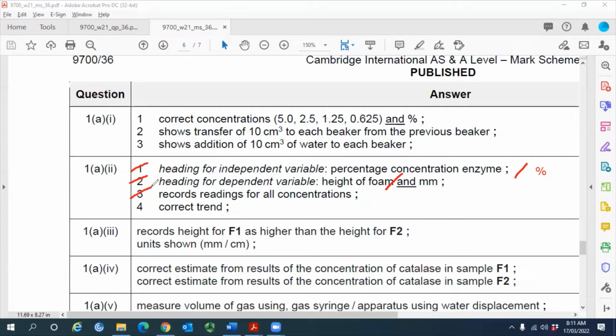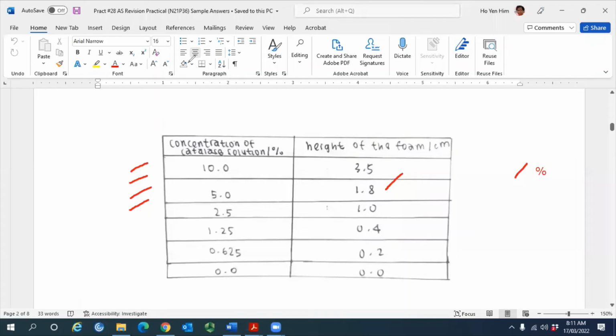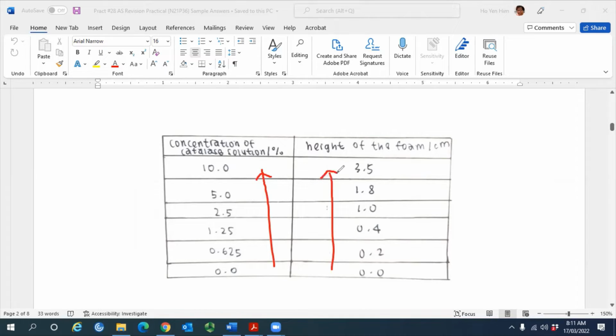Record readings for all the concentrations. So we don't care what the readings are, you just record. Let's say, for example, you cannot finish the exam, you just record the readings. That means if you cannot conduct the experiment, you know the trend of the reading, please write it in full in your table, fill up the entire table. Correct trend means you know that when the concentration increases, the height of foam, which is actually the product, oxygen, will also increase. Rate of reaction depends on enzyme concentration.